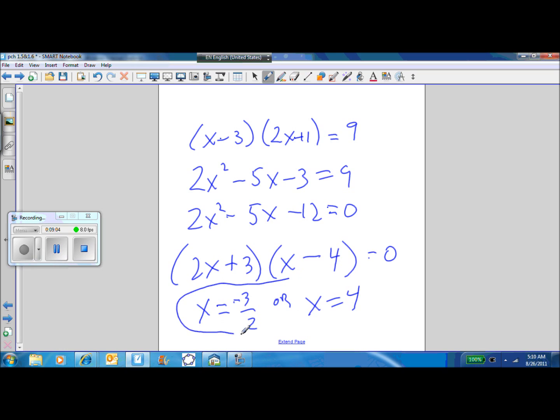Now, factoring is a nice technique if it factors. And how do you know if it factors? Well, we'll get to that in a bit here after we look at the discriminant.